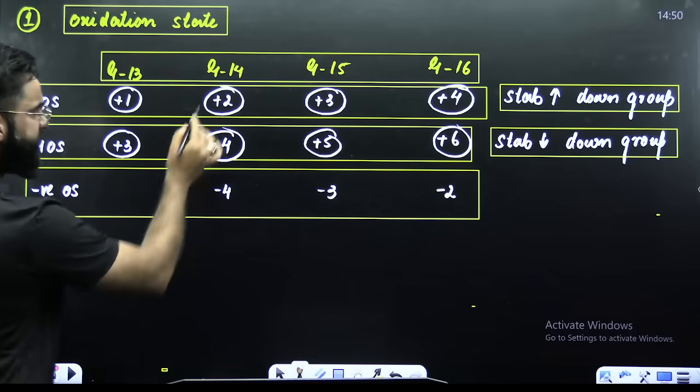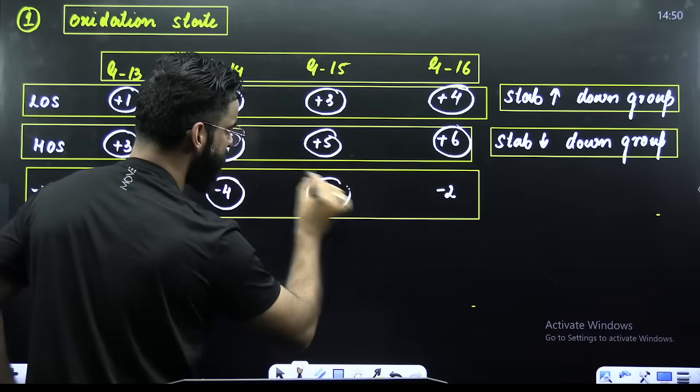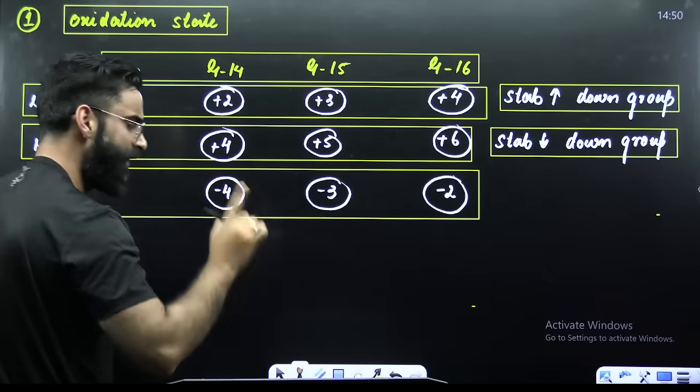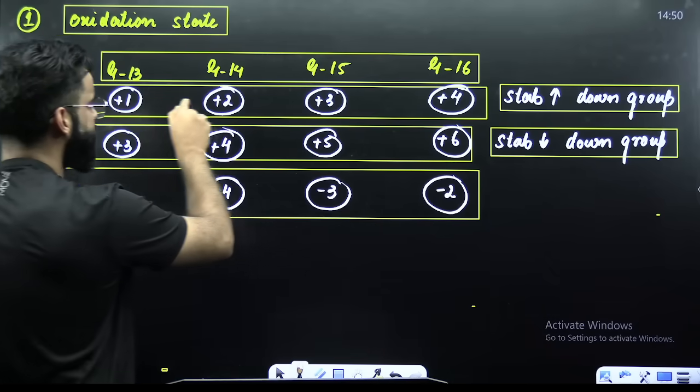Similarly, the negative oxidation state shown by group 14 is -4, right? The negative oxidation state shown by group 15 is -3 and this -2. Now, there are 2 things which you need to remember. My dear students, these are the lowest oxidation states.